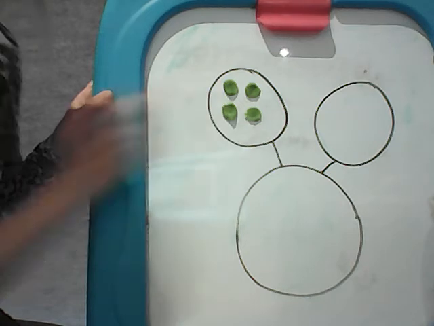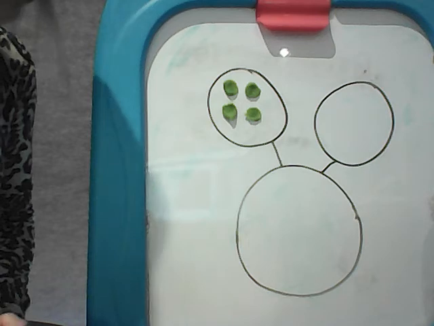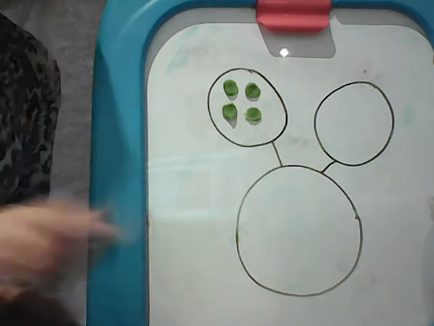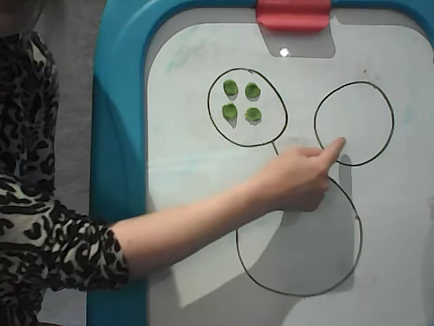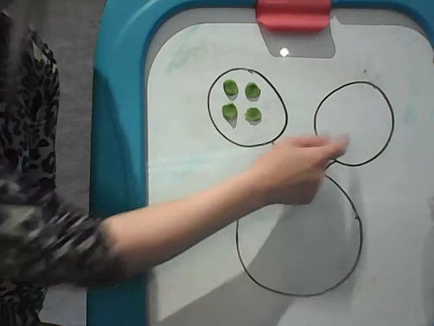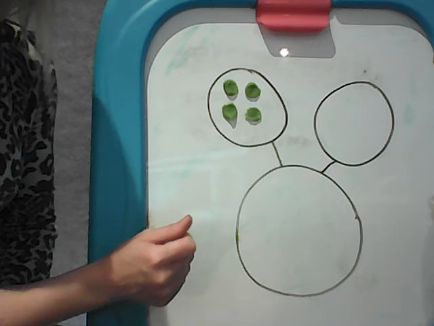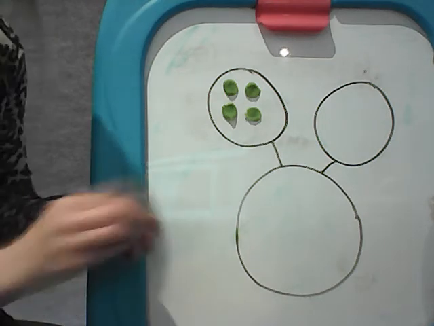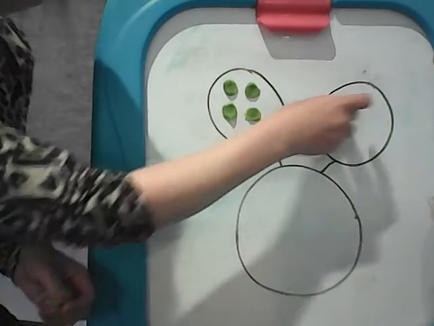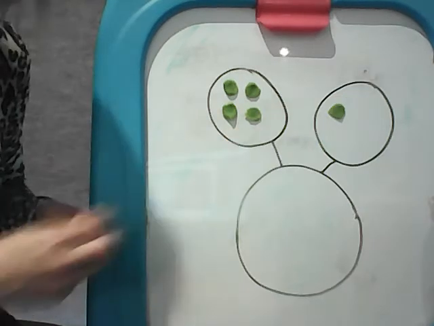1, 2, 3, 4. Now, if I want to double them, what do we remember about the word double? What does it mean? It's the same amount again, or it's twice the amount. So I have to put in exactly the same on this side. So I need to put in 4.